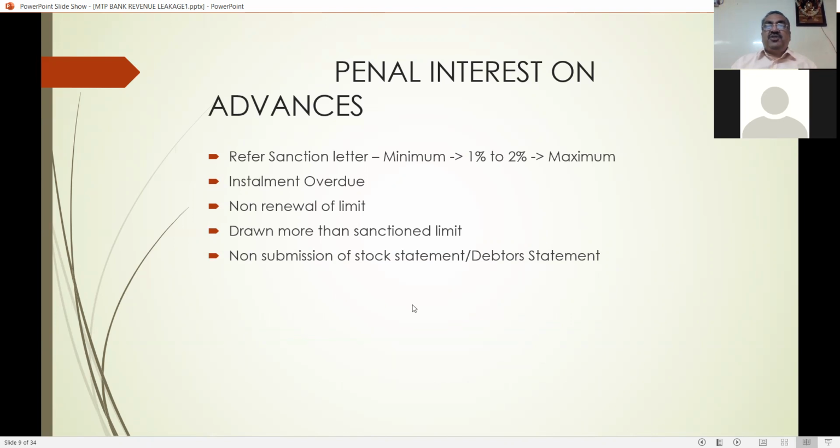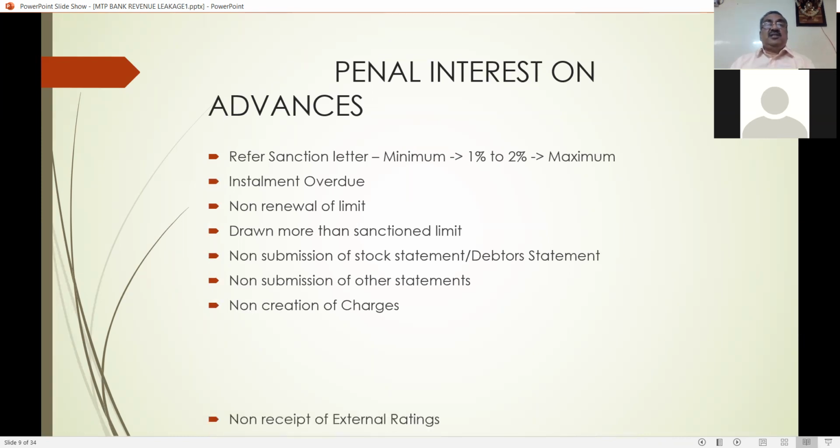This we already know. For non-submission of stock statement, data statement, penal interest has to be charged. Non-submission of other statements, some QA statement, and if the bankers say that you have to submit the GST returns, that is also a statement. If they have not submitted the GST return, they will also charge the penal interest. So everything depends on the sanction letter. Non-creation of charge: if the EM is not created, if the MODT is not created, if the ROC charge has not been created, then penal interest at the rate of 2% per annum will be charged on the account. That is clearly stated in the sanction letter.